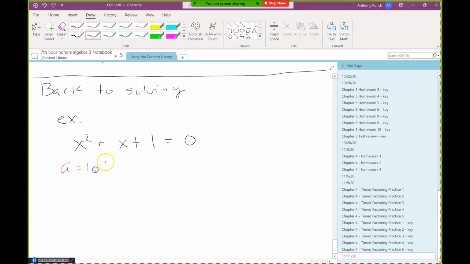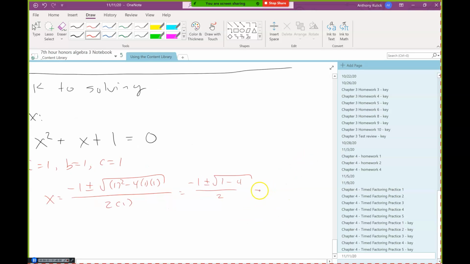So in this case, since it's not factorable, I need to use the quadratic formula. So a is 1, b is 1, c is 1. That's pretty easy. So 1 squared is just 1. 1 times 4 times 1 is 4, over 2. And 1 minus 4 is negative 3.